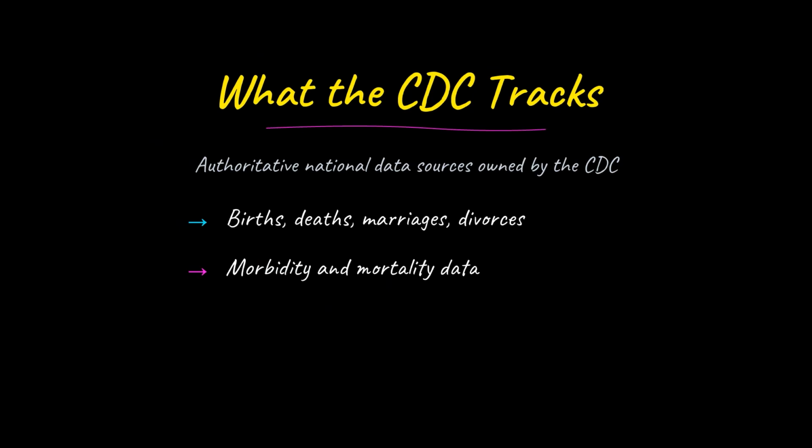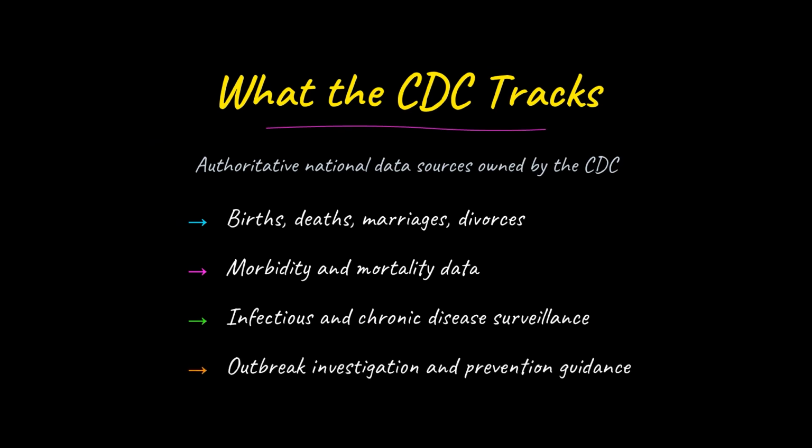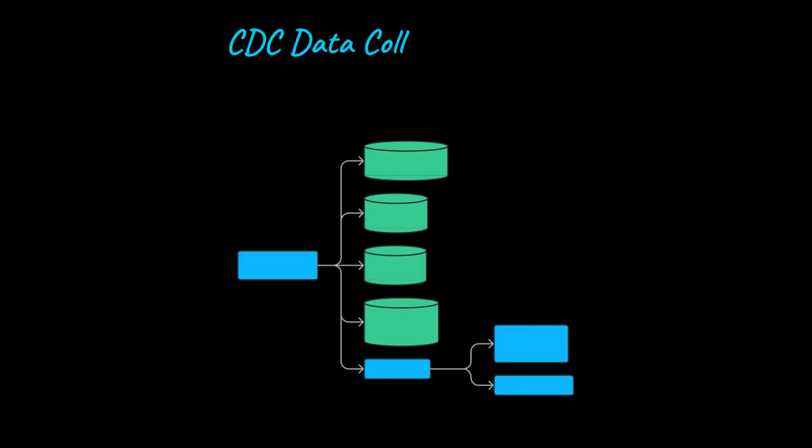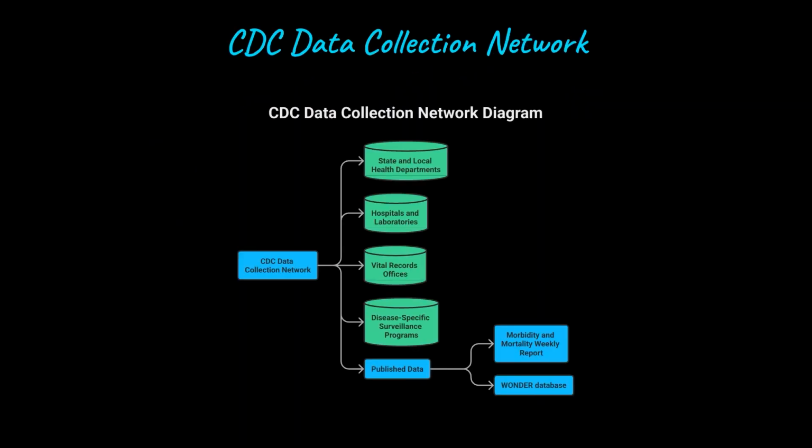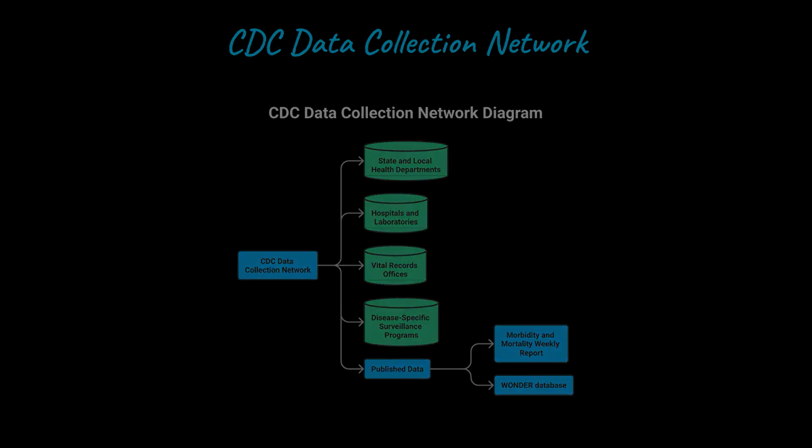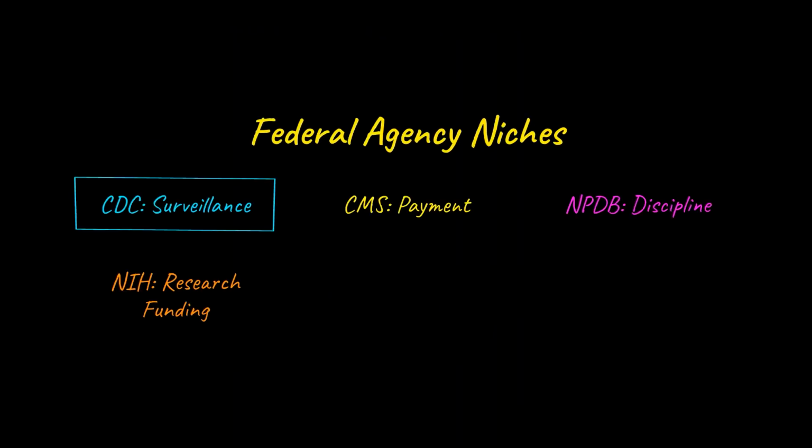It collects births, deaths, marriages, and divorces through the National Vital Statistics System and monitors morbidity and mortality across infectious and chronic conditions. Data flows into the CDC from state and local health departments, hospitals, laboratories, and vital records offices. The agency aggregates, analyzes, and publishes findings, including the widely read Morbidity and Mortality Weekly Report, with privacy protections in place. The exam trap is assuming the CDC handles all federal health data.